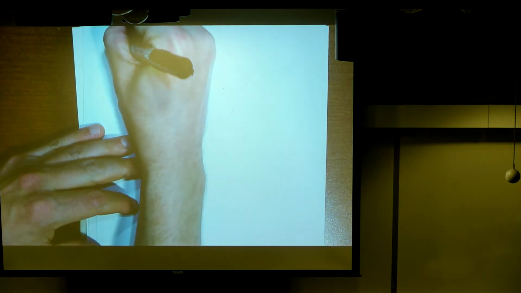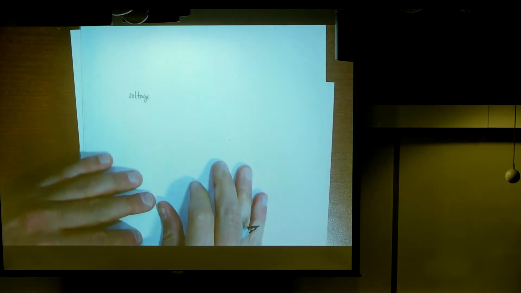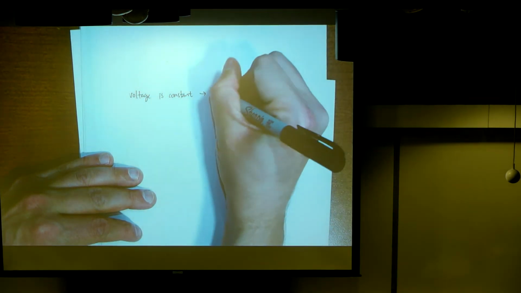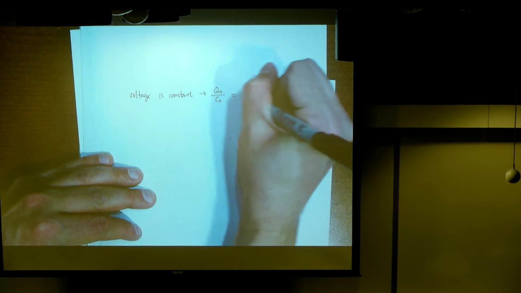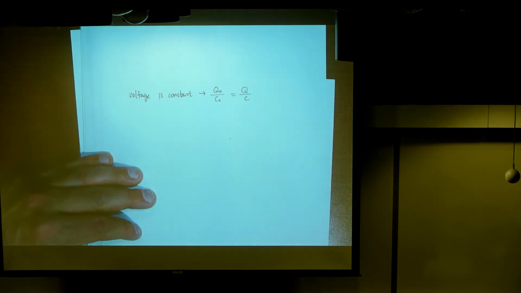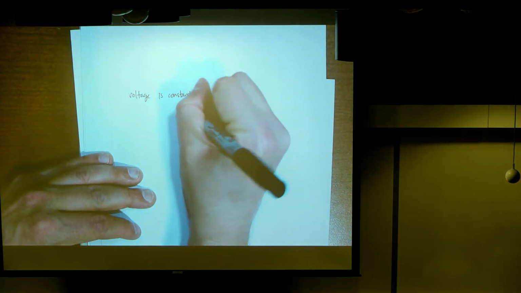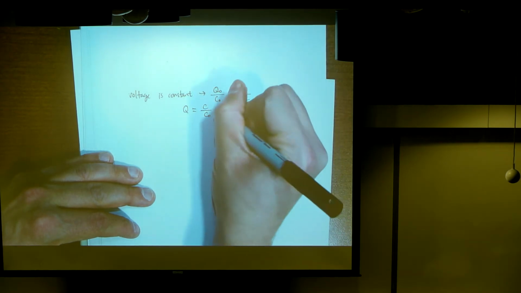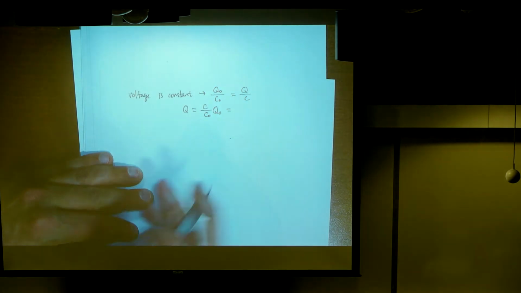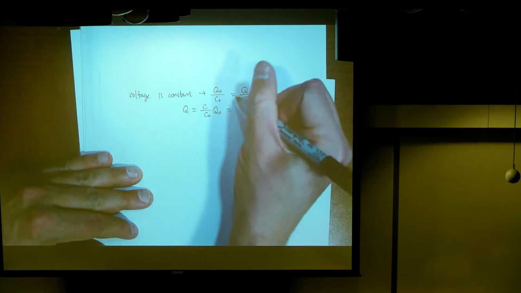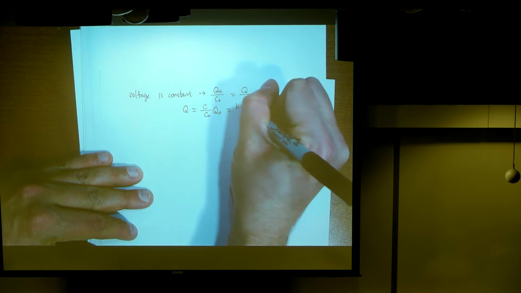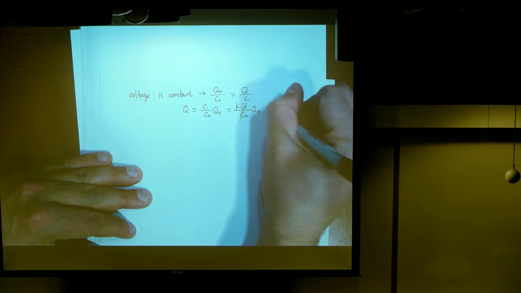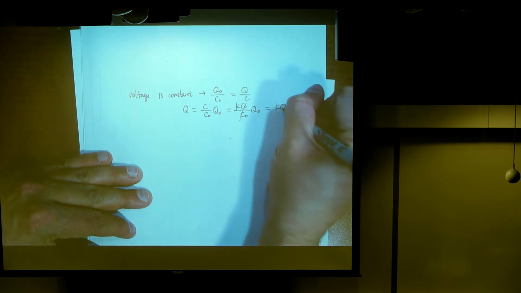Because voltage is constant, we have Q naught over C naught equals Q over C. So what I'm going to do is solve for Q. That's going to be C divided by C naught times Q naught. But if you recall, C, that's our capacitance with the dielectric material, is K times C naught. And that's multiplying Q naught. So to simplify, Q is equal to K times Q naught.